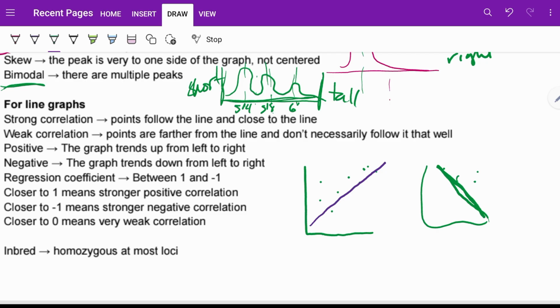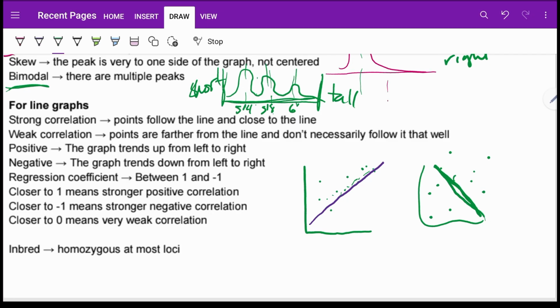If the dots are quite close to the line, they follow the line really closely, that would be a strong correlation. If they were really spread out and it kind of didn't really make a lot of sense, that would be a weak correlation. We also have something called a regression coefficient, and that's symbolized by R.